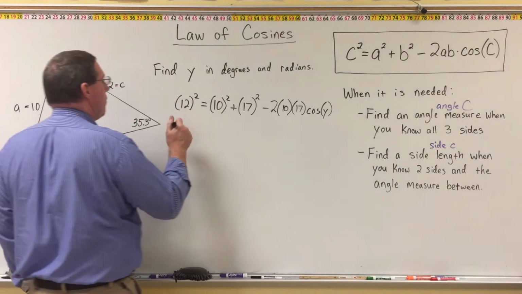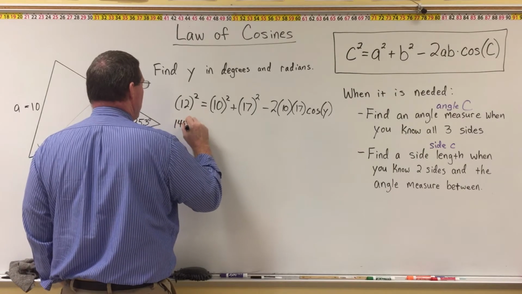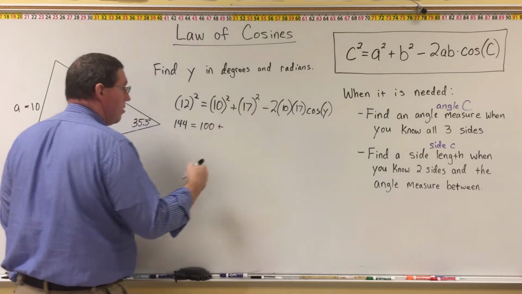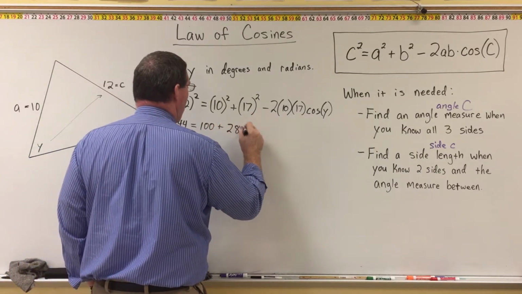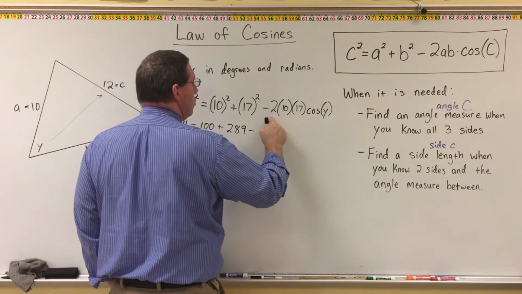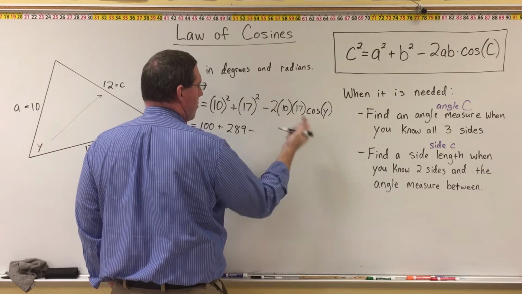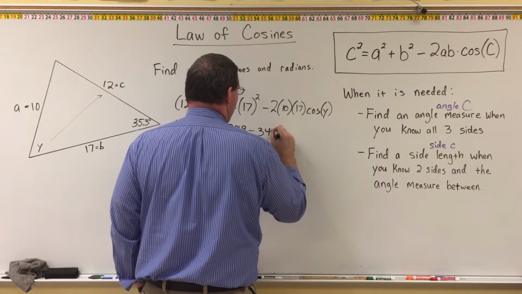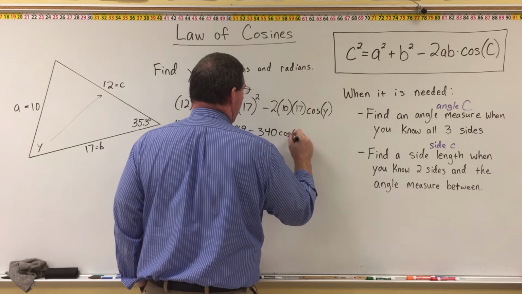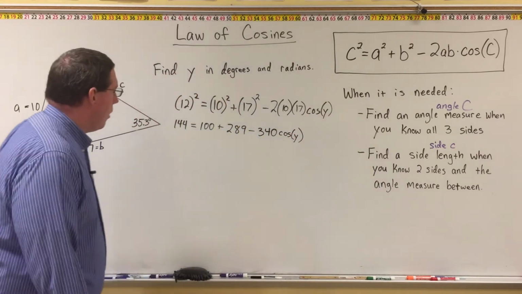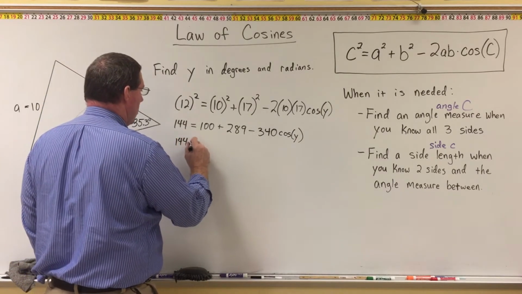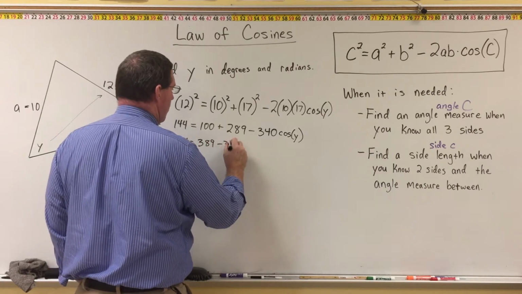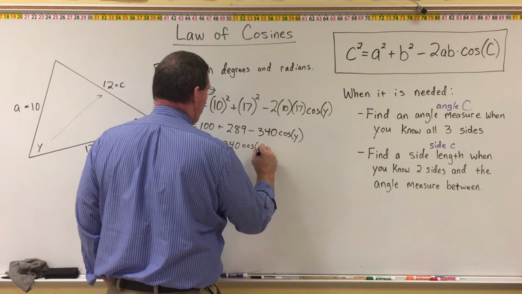All right, so 12 squared, that is 144, is equal to 10 squared, that's 100, plus 17 squared, 289, minus 2 times 10 times 17. So 17 times 10 is 170. 170 times 2 is 340, times cosine of y, okay? So now we have 144 is equal to 100 plus 289 is 389, minus 340 cosine of y.